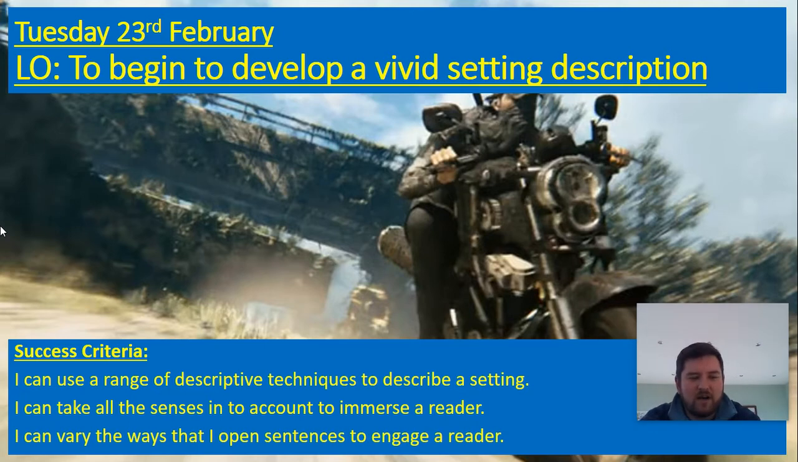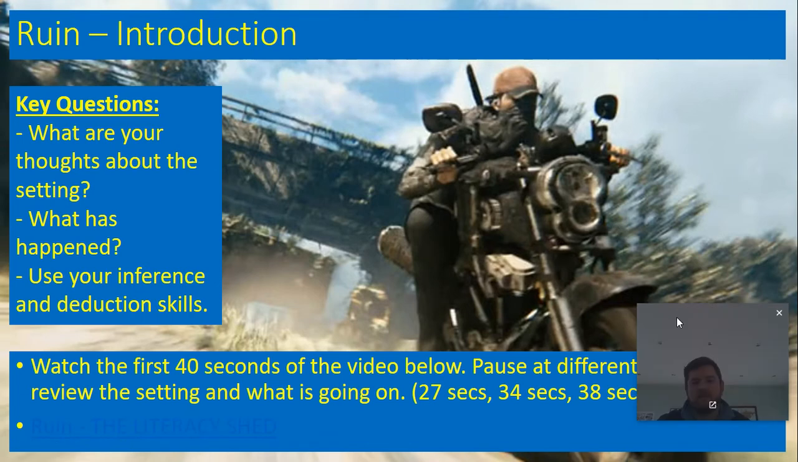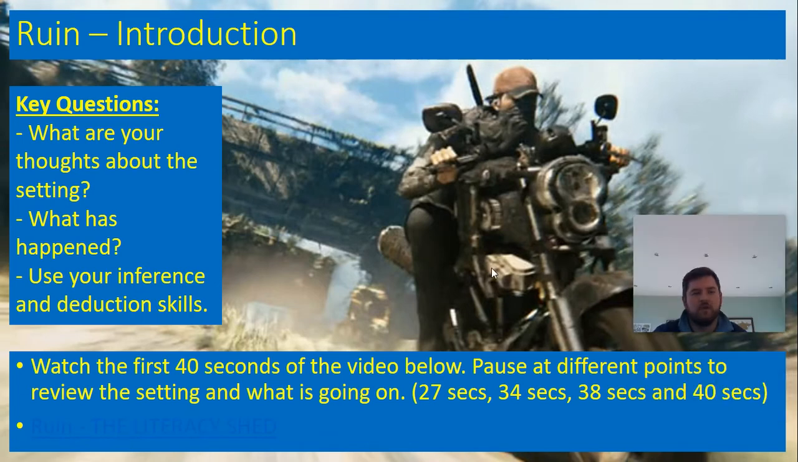So our success criteria: I want you to use a range of descriptive techniques to describe a setting. Take all the senses into account in order to immerse the reader. So immerse them, pull them into your image, what you can see in your mind. And I want you to be able to vary the ways that you open sentences to engage a reader. Now that is going to be our main focus today, and we'll build on to the others tomorrow. Today's work links really nicely to tomorrow's, and we will build one onto the other really well.